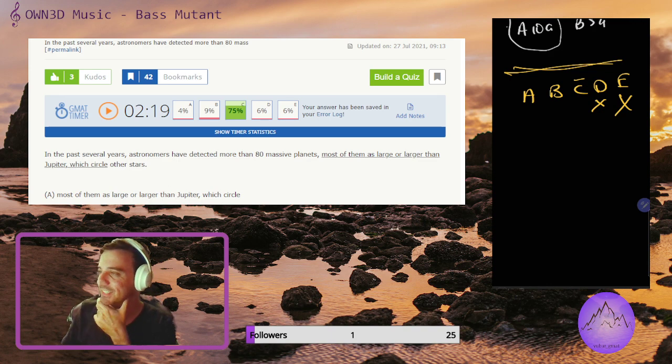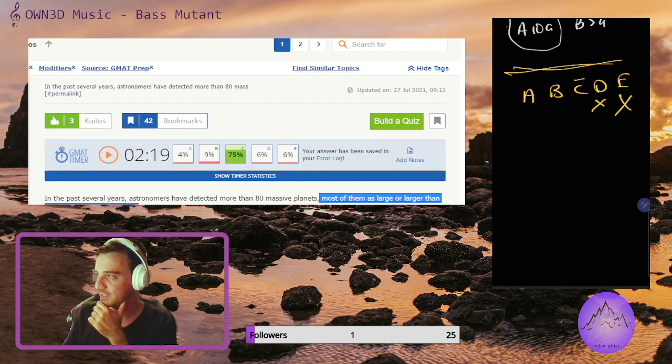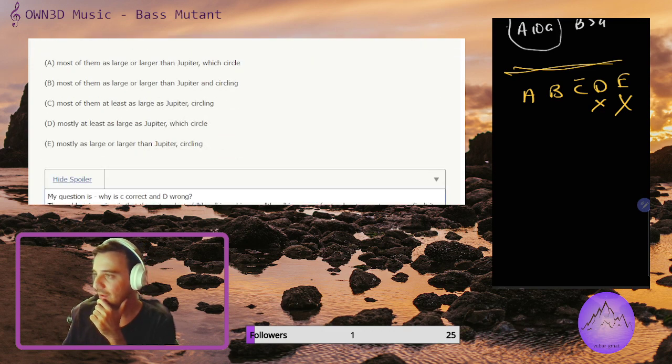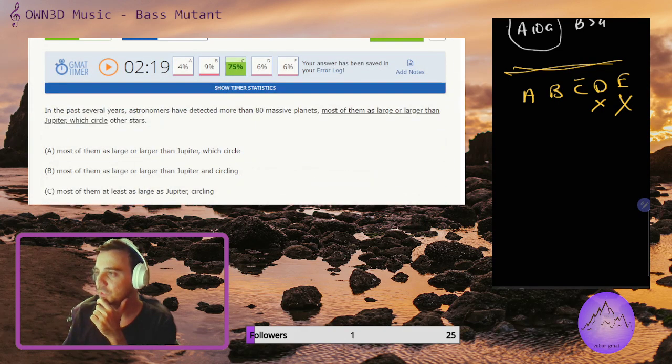But yeah, to answer the poster's question, as best as I understand it, the reason this is not ambiguous is because this is in the middle of the sentence. Most of them must be referring to the closest noun, which is planets. D, mostly is an adverb which modifies the adjective large. Mostly at least as large.